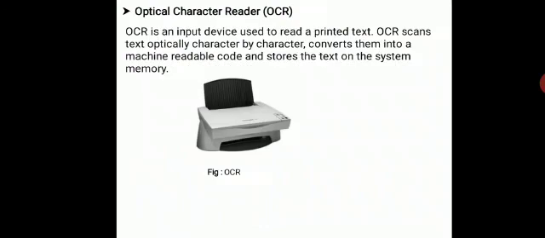OCR is an input device. OCR full form is optical character reader. Once again, optical character reader. OCR is an input device used to read printed text. OCR scans text optically character by character, converts them into a machine readable code and stores the text in system memory. It is used in banks, offices, railway stations and aerodromes.